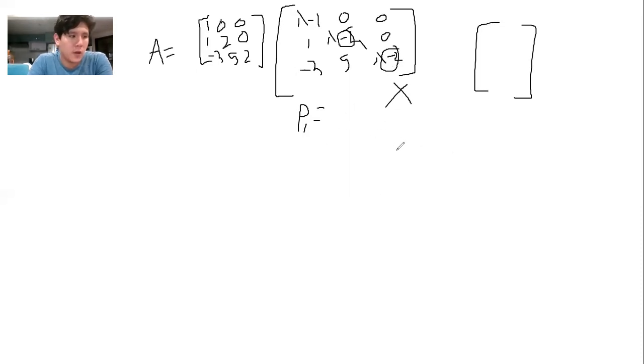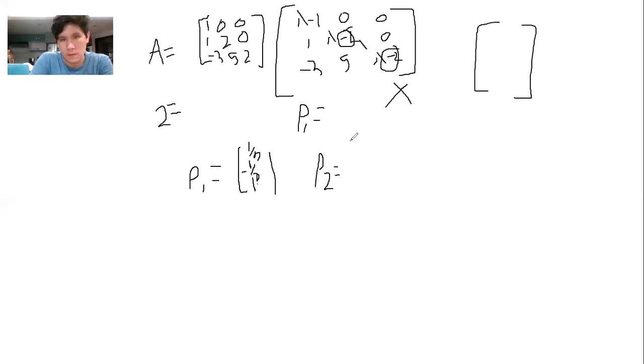So we only have 2 in this case. I will show you the p's I got. So P1 equals 1/3, minus 1/3, 1. And the other P, P2, is equal to 0, 0, 1.